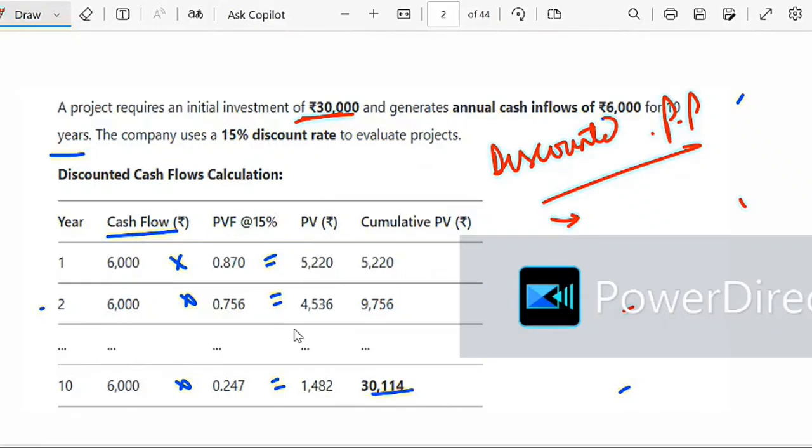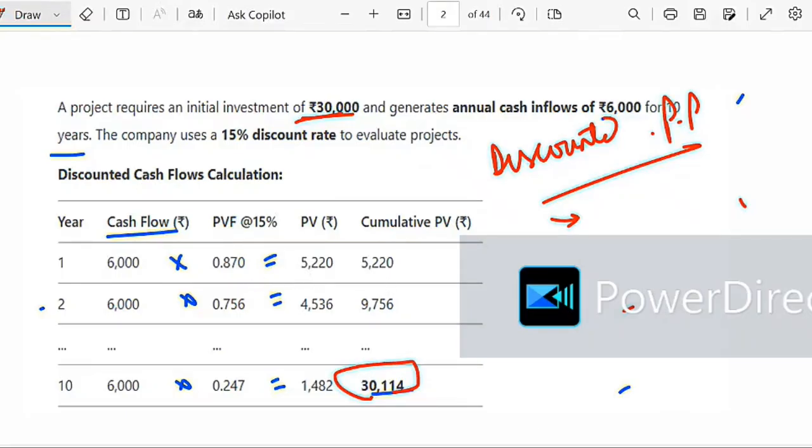Now can you tell me what will be the discounted payback period method? As you can see, the cumulative PV is almost 30,114.